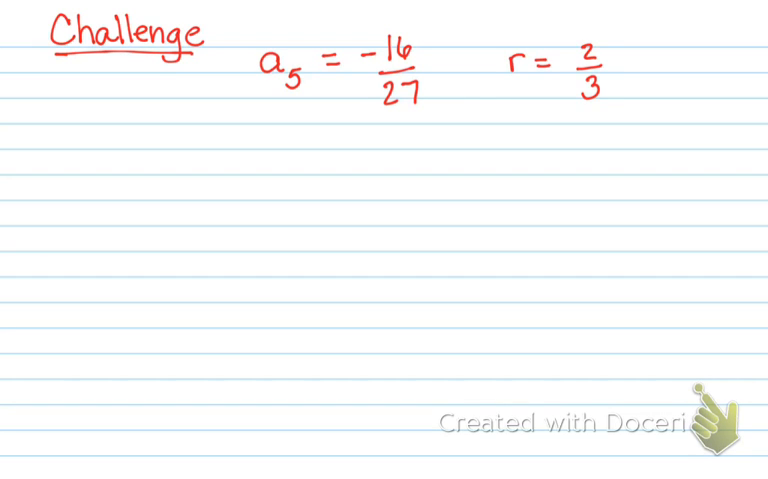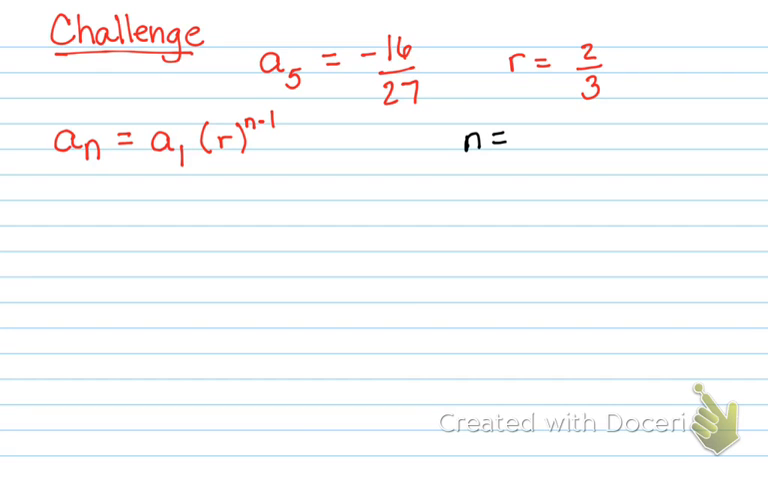And you are going to figure out what the explicit formula would be, and also what the first 5 terms of this geometric sequence would be. So we're going to start with just our formula. Go ahead and write down your explicit formula for geometric, and then we're going to plug in and start looking to see what we have.